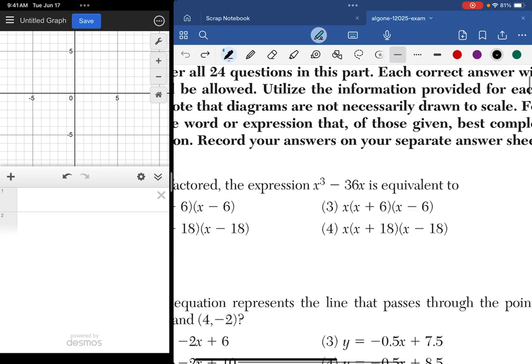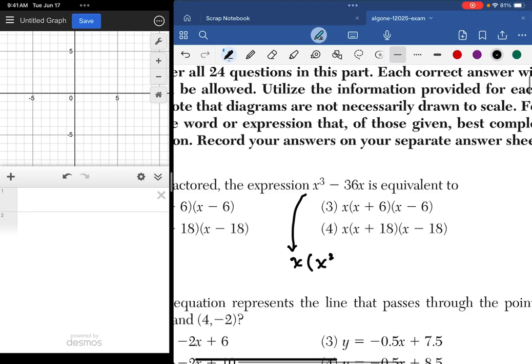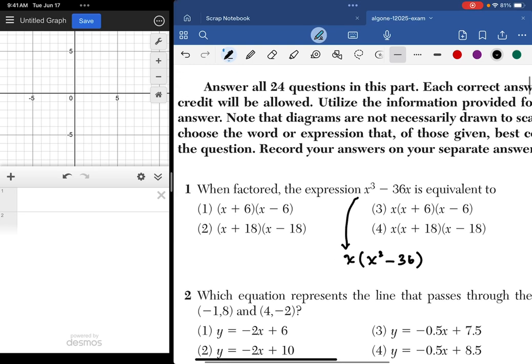Now I see that there is a common factor here. All right, so I see I have an x here and an x here. I have a common factor of x, so I can pull that out. All right, I'm just going to bring that down here. So it'd be x times, then if I divide each term by x, x squared minus 36. All right, so that's automatically going to wipe out these 2 choices. Right, and that's because there should be a factor of x out in front of your final answer, and those 2 choices don't have a factor of x out in front.